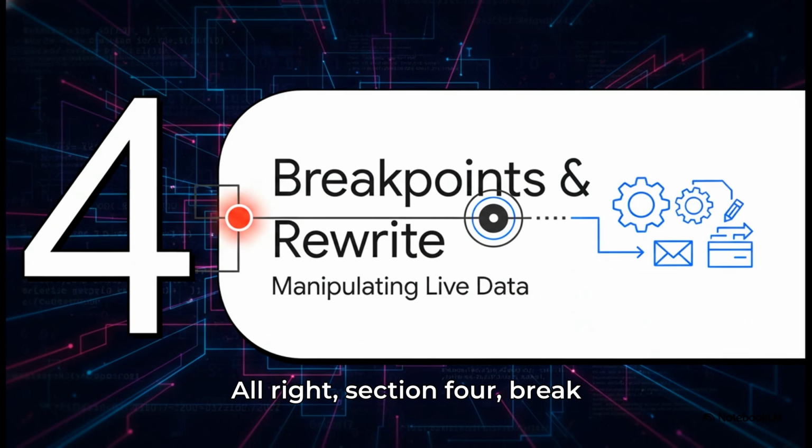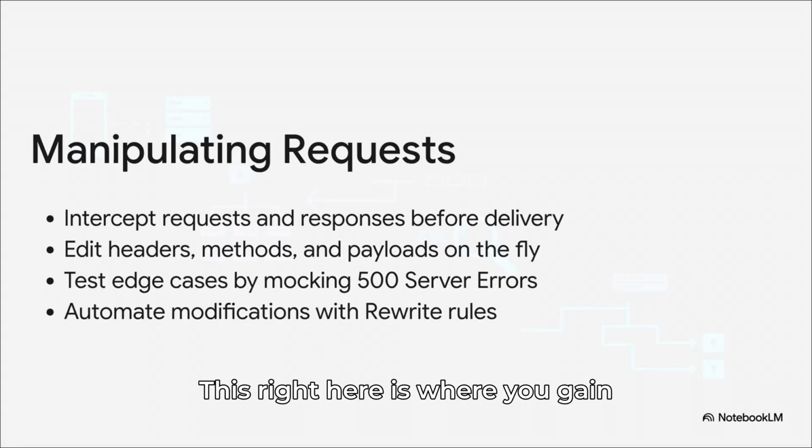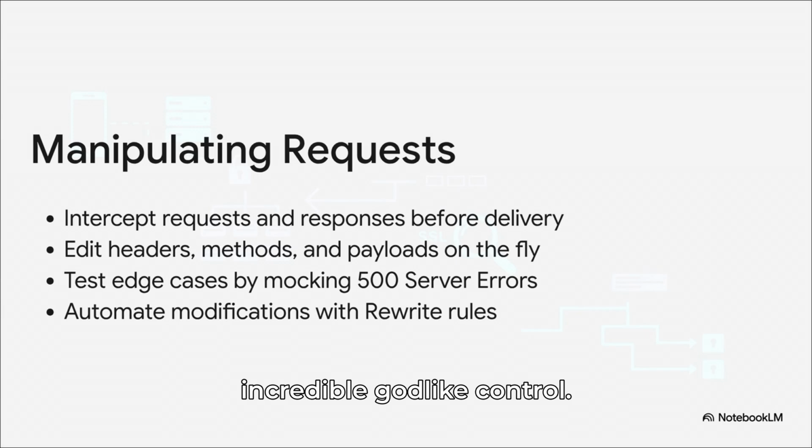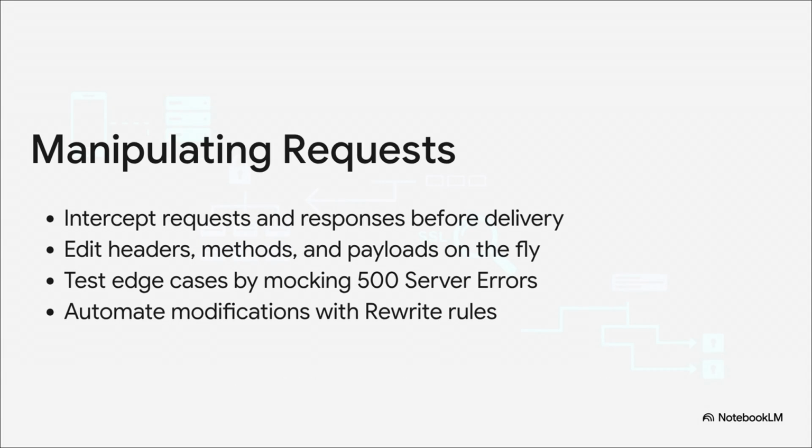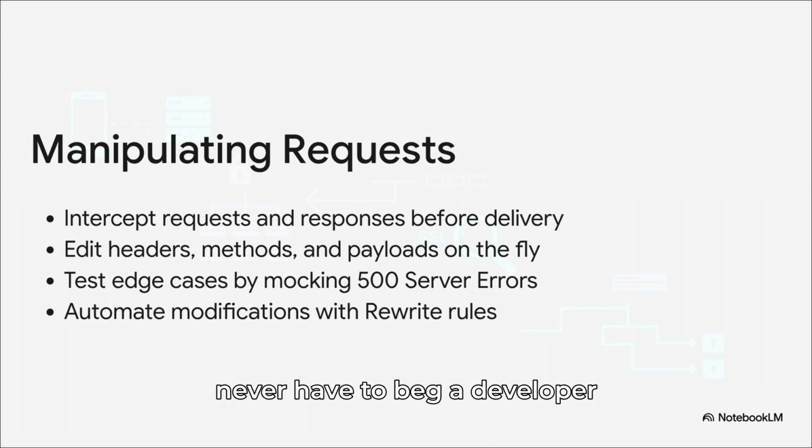All right, Section 4, breakpoints and rewrite rules and manipulating live requests. This right here is where you gain incredible, godlike control. You can literally intercept requests before they even reach the server. You can edit headers and payloads mid-flight. Want to know how your app handles a 500 internal server error? Just mock it instantly using a rewrite rule. You can simulate awful network conditions or force API failures. And the best part, you never have to beg a developer to break a staging server for you.